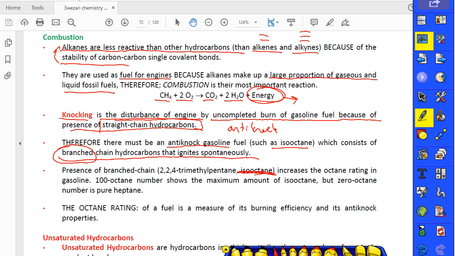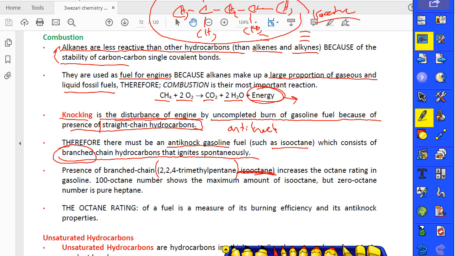Isooctane is the name, and the chemical name is 2,2,4-trimethylpentane. Let me write here. Pentane, 1, 2, 3, 4, 5. It's not important to memorize, only try to understand. And 2,2,4-trimethyl, and this is the CH3. There's no CH2, CH, CH3. We can call this isooctane, we use that one.